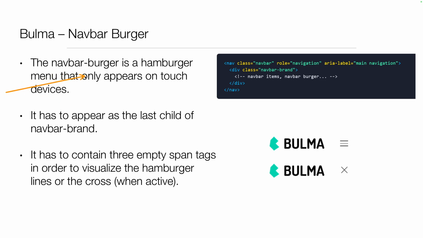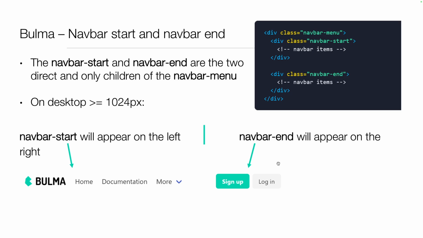So the navbar burger is a hamburger menu, which is this on the right hand side here. And it appears as the last child of the navbar brand. So it has to contain 3 empty span tags in order to visualize the hamburger, line, or the cross. That confused me for a little bit when I was working with that one, but we will work with it in the lab next week.